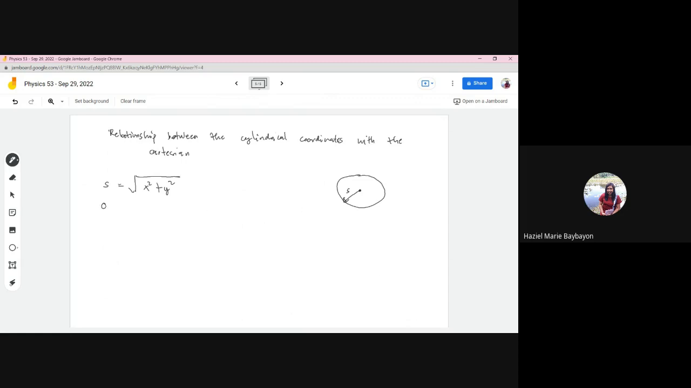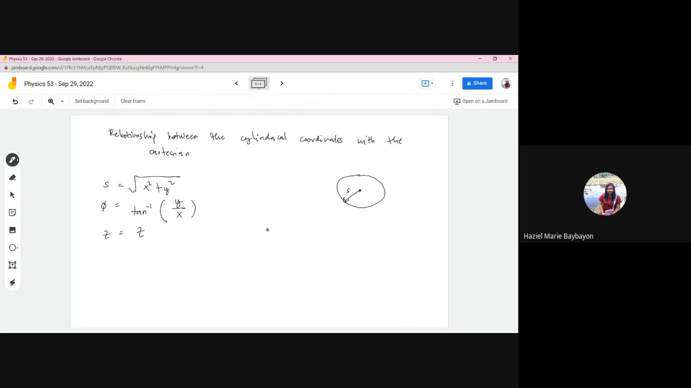And then your phi is the angle between the positive x-axis and your s. So you can just use the arctangent of y over x to find phi. So if you are given x, y, and z and you want to express it in terms of the cylindrical coordinates, then you can just use these equations. And then your z is just equal to z.